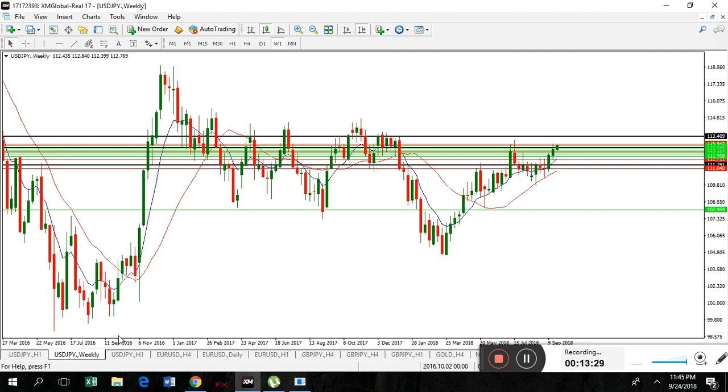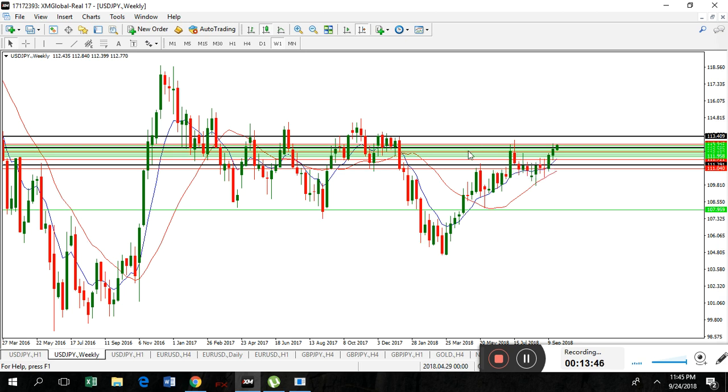So this is what I said. When the 21 SMA is below the 8 EMA, it's an uptrend. And when the 21 SMA is above the 8 EMA, it's a downtrend.